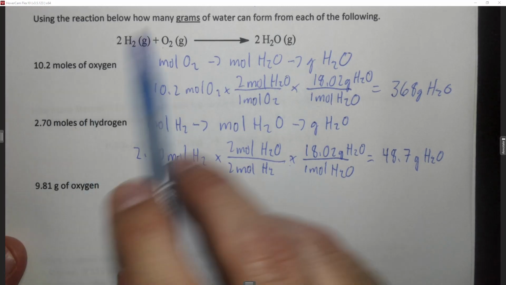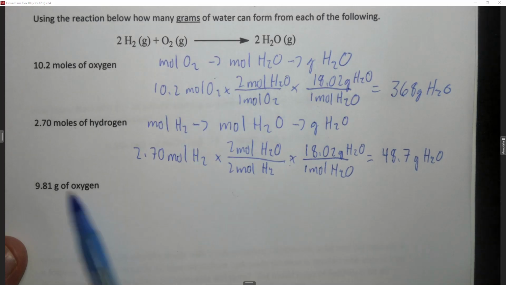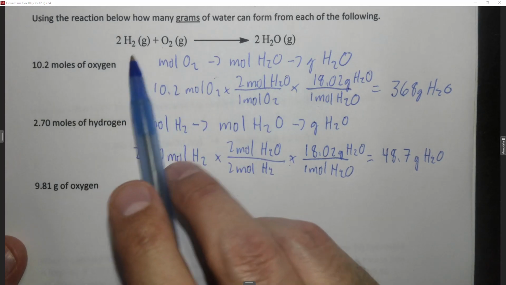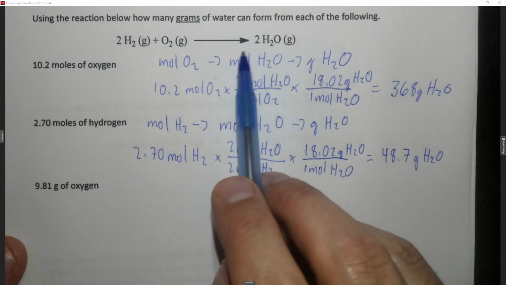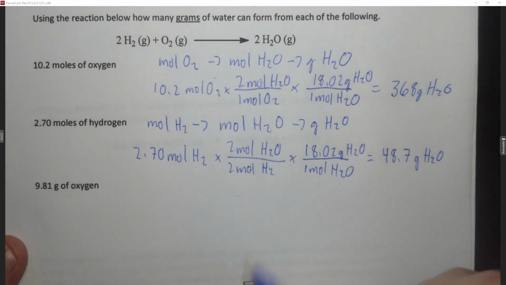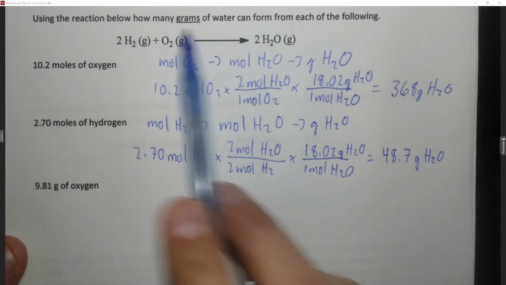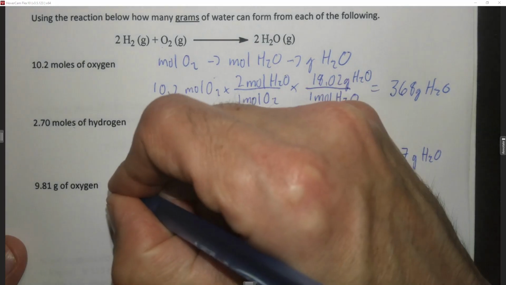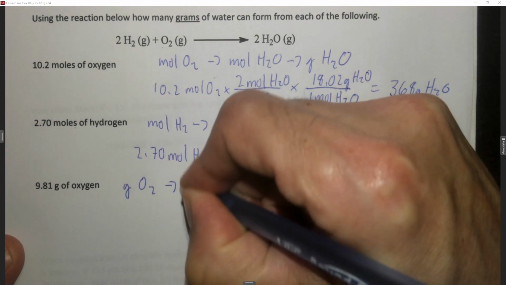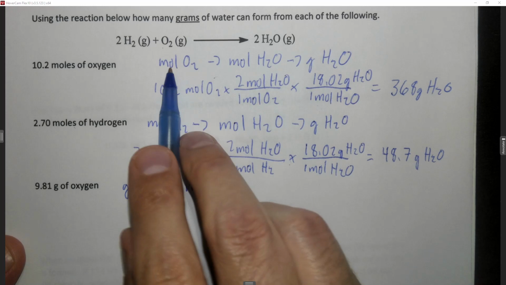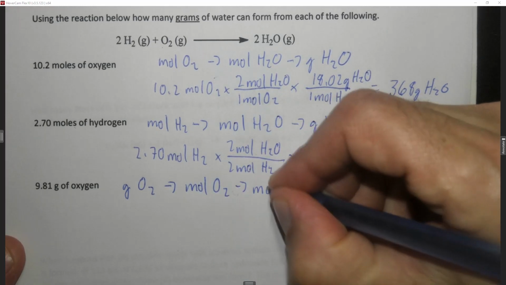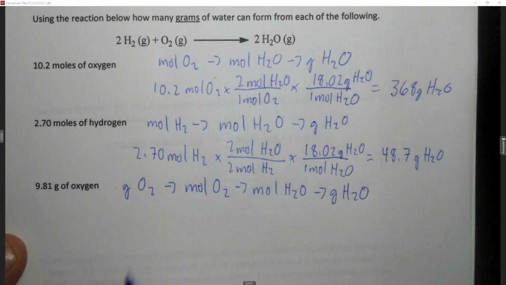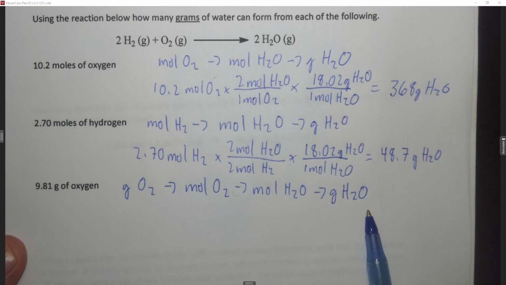So in the previous 2 examples, we started with moles of hydrogen and oxygen. Now we're starting with grams of hydrogen or oxygen. So in this case, oxygen. So to convert from grams of one thing to grams of another, there's no direct conversion. In fact, this actually adds a step, because before we can convert from moles of oxygen to moles of water, we need to convert the grams of oxygen to moles of oxygen. So what we want to do is convert from grams of oxygen to moles of oxygen, and then it's just the same as before. Then once we have moles of oxygen, we can convert that to moles of water, and then finally to grams of water. And this is very common, grams to moles to moles to grams.